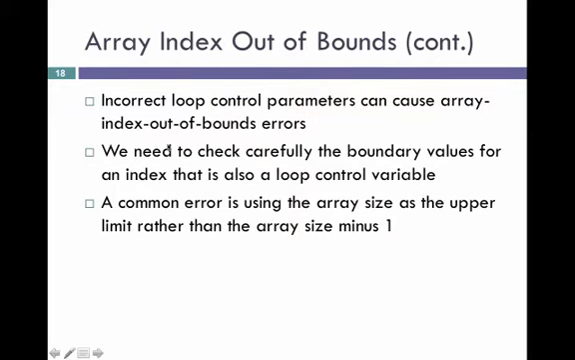So, incorrect loop control parameters. If we have a for loop and we index and count through the array, if we set up our for loop incorrectly, we might have an out of bounds error. So we need to carefully check the boundary values for an index, that is also a loop control variable. So this is an important recommendation that you can think about when you write programs that have for loops.